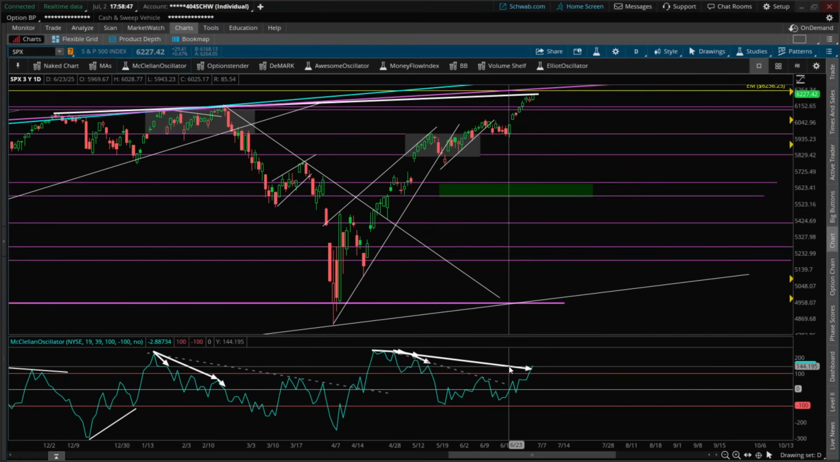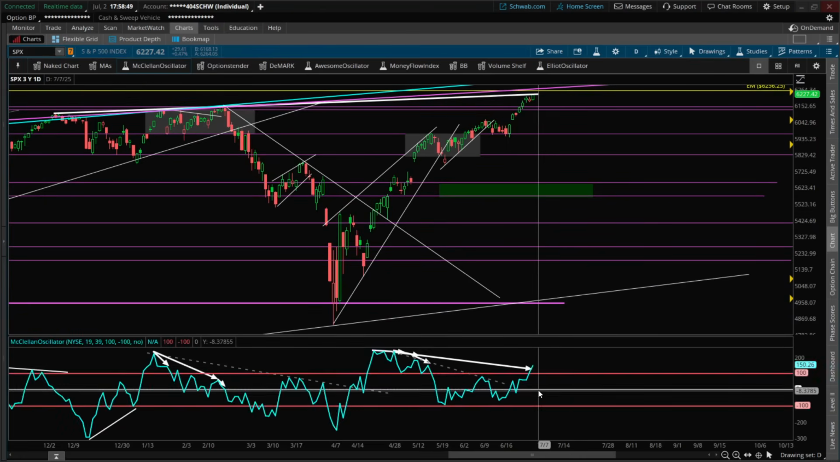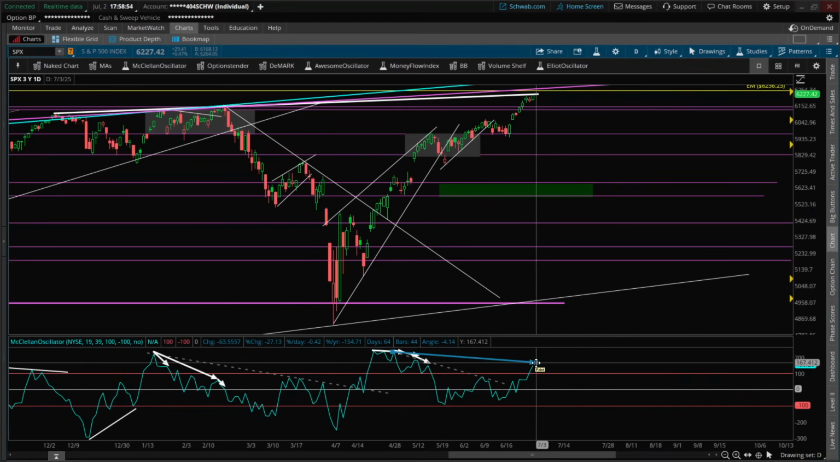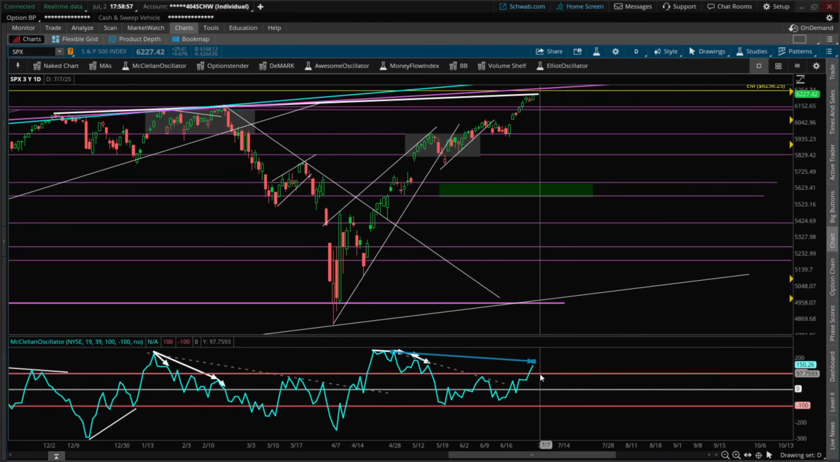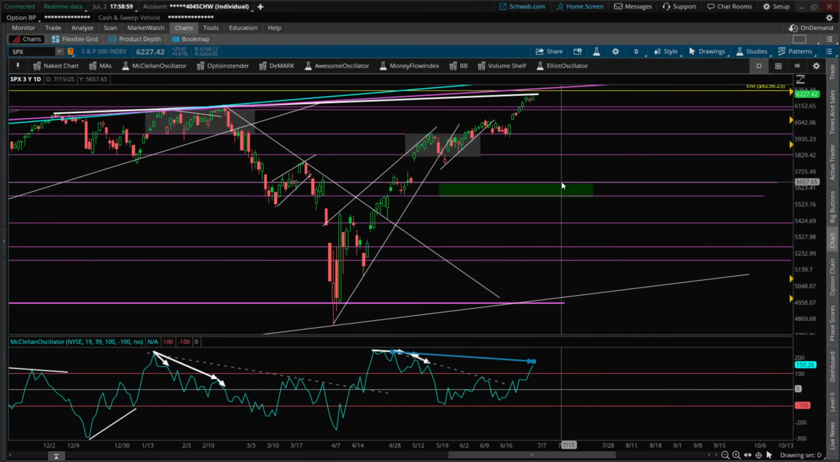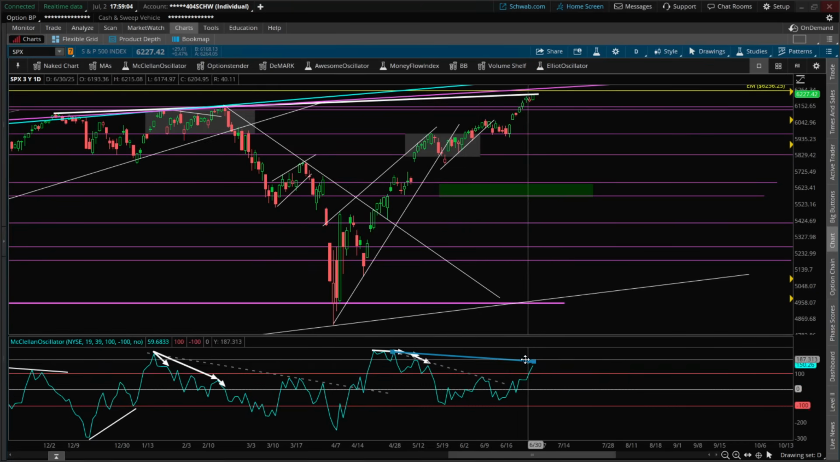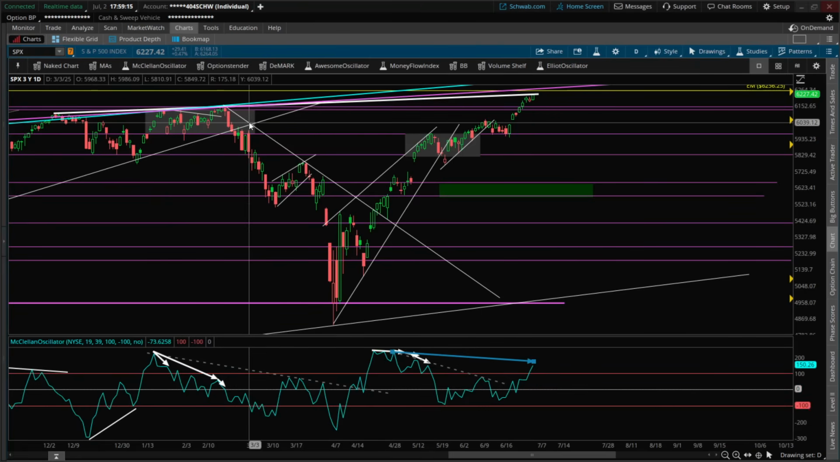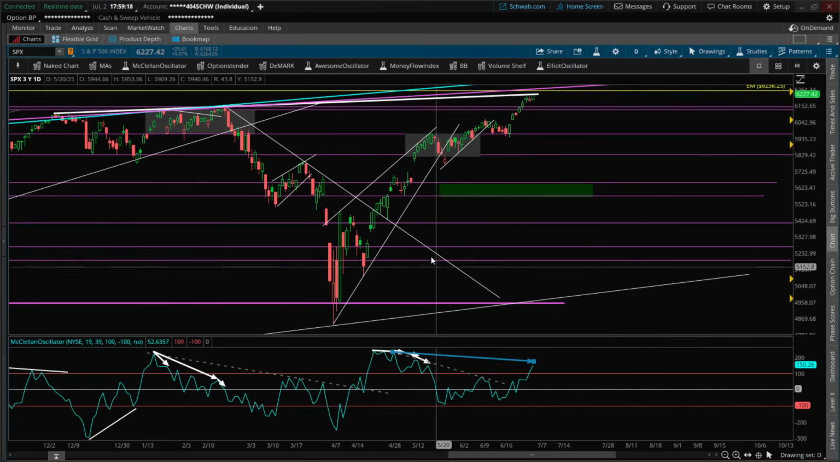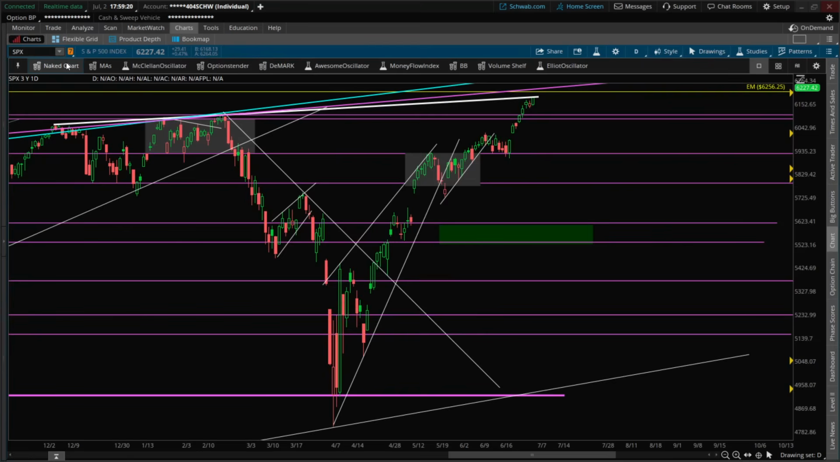McClellan oscillator, well overbought. We are in the well overbought territory. Boom. When this starts to roll over, it's going to be bad. I'm just going to put it that way. We're in the condition that we could see a reversal anytime. Not only are we at resistance, we are also overbought on the oscillator. We're running hot here.